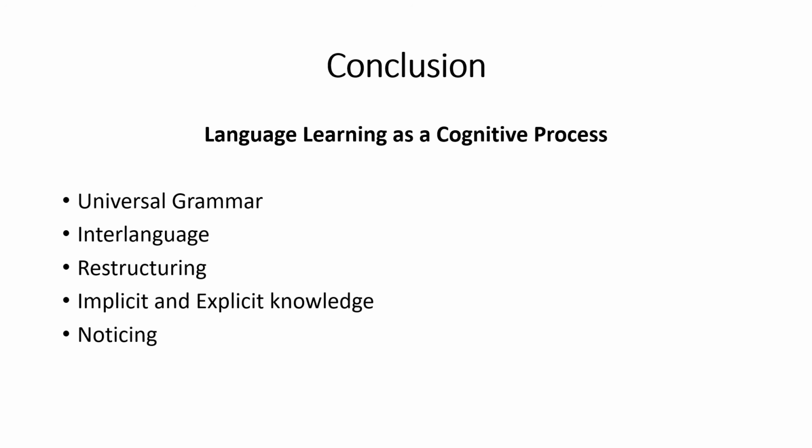Then we looked at implicit and explicit knowledge and concluded that many features can be learned implicitly if learners notice them in the input, and we also need explicit learning to go beyond the plateau which we can reach with implicit learning. I hope this gives you a fair idea about language learning as it happens in the mind. In the next video, we will look at language learning as skill-based learning.